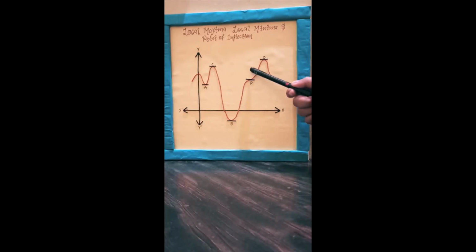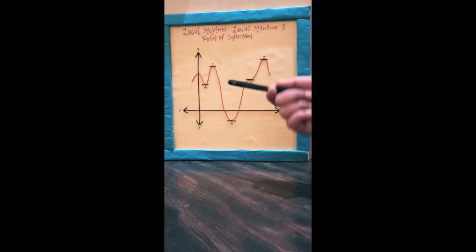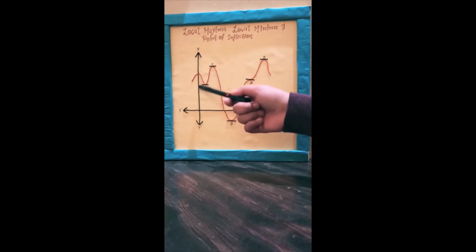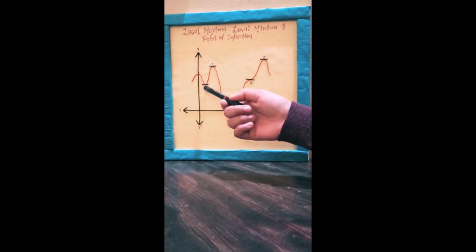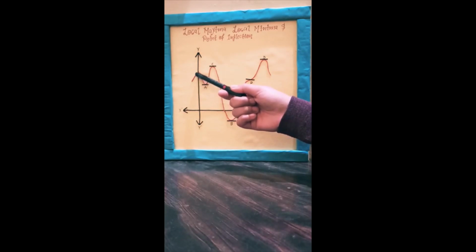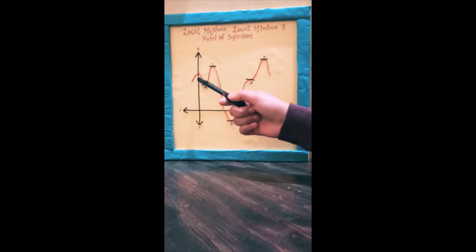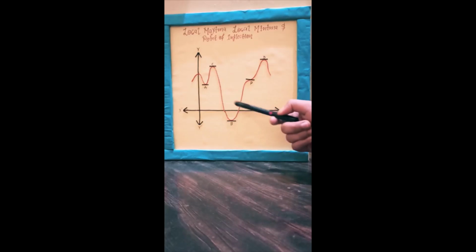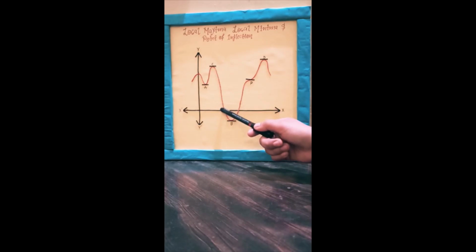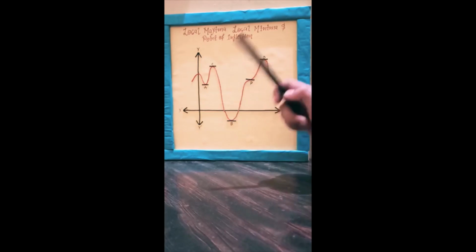And at P, it intersects the curve. So, if we see the points A and B, at the point A, the sign of the first derivative changes from negative to positive. That means this is the point of local minima, and the same concept applies here. Its first derivative sign changes from negative to positive. This is the point of local minima.